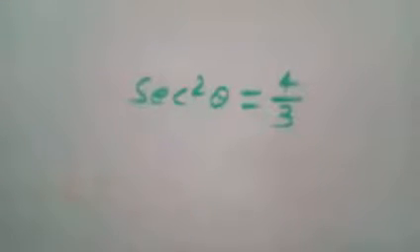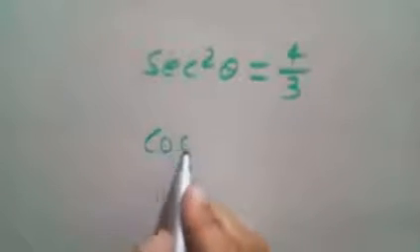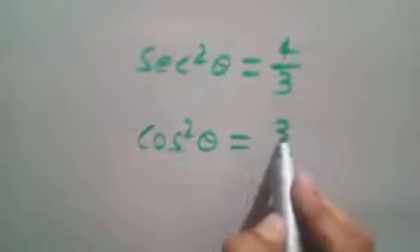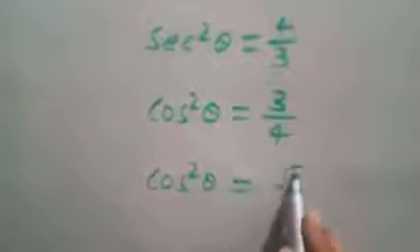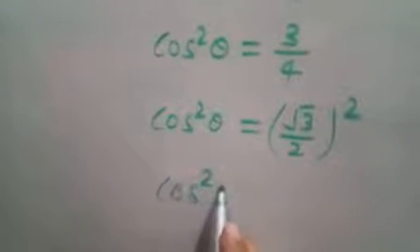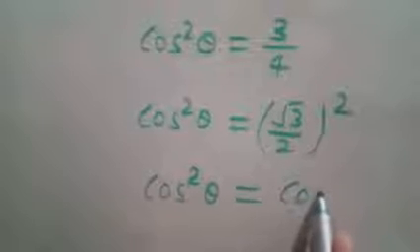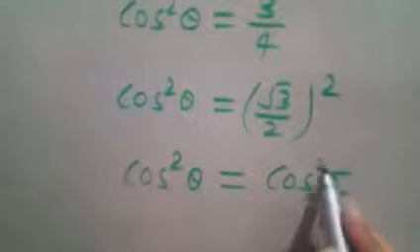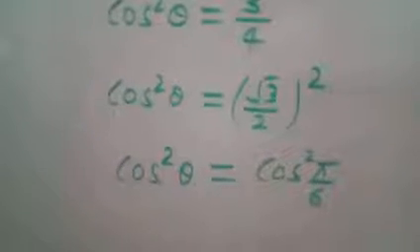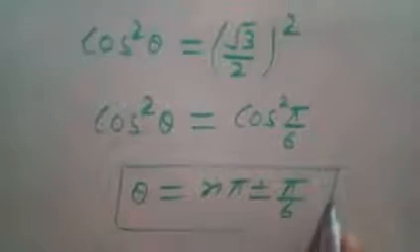Here in this sum, sec square theta is equal to 4 by 3. So we can write cos square theta is equal to 3 by 4. So that can be written as cos square theta is equal to root 3 by 2 whole square. So this is the value of cos pi by 6. So this becomes cos square theta is equal to cos square alpha, theta is equal to n pi plus minus alpha. So that is the required solution.